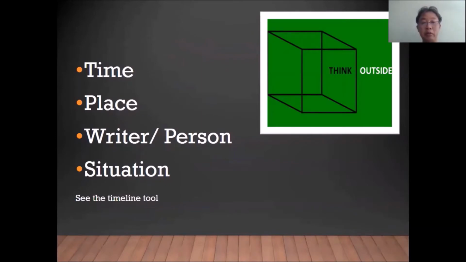This is part 2. Part 2 is when you learn how to contextualize the source. In order to do this, you need to step outside of the source and look at the provenance. Look at the time when this source was written. Look at the place where this source was created. Look at the person. The more you know about him, the better it is. And look at the situation that he is in.